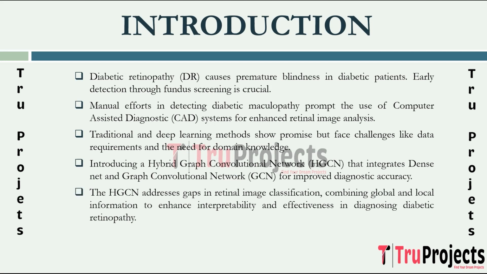The project addresses the gap in retinal image classification using graph neural networks. The proposed HGCN incorporates both by integrating DenseNet and GCN. This innovative approach aims to enhance the interpretability and effectiveness of diagnosing diabetic retinopathy, providing a comprehensive solution for early detection and treatment.